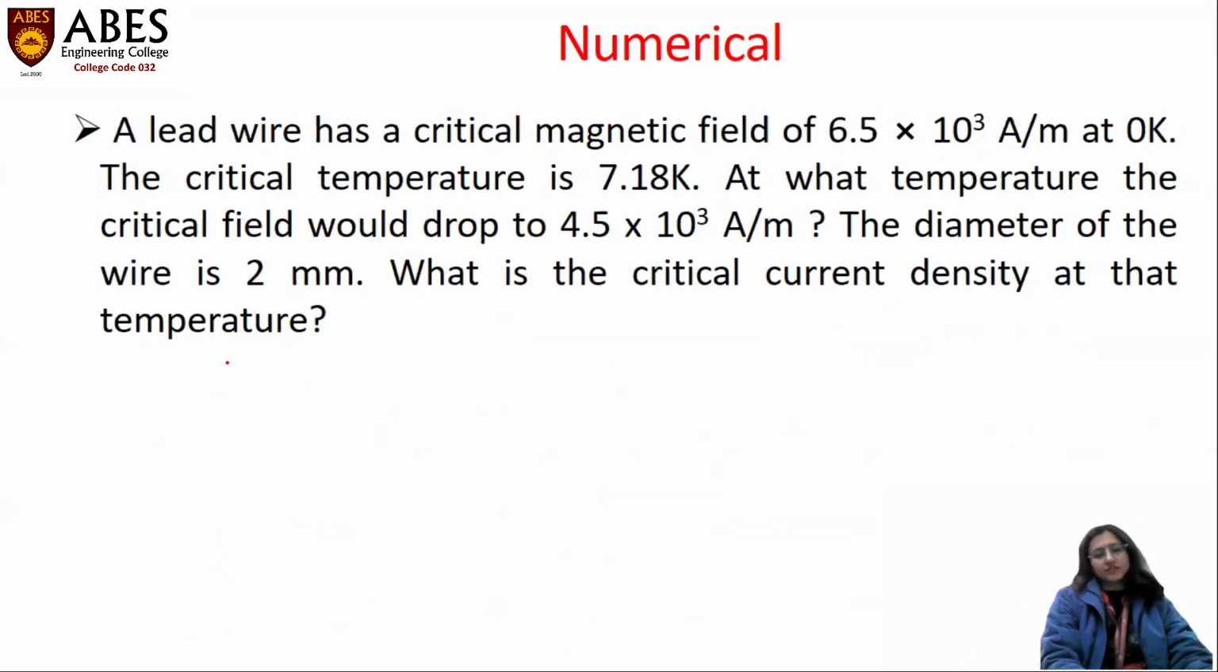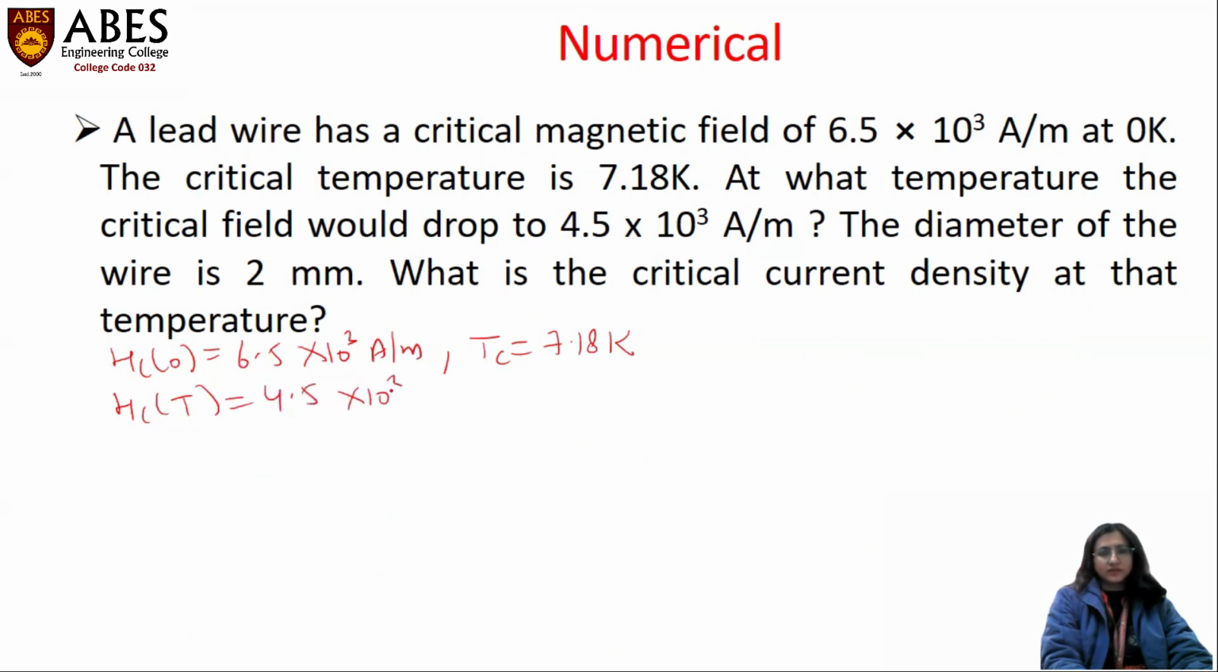Next important question which is frequently asked in examination is on critical magnetic field and critical current. So now in this question, critical magnetic field at 0 Kelvin is given. That is easy: 6.5 into 10 to the power 3 ampere per meter. And TC is also given, 7.18 Kelvin. Now at what temperature would the critical field drop to 4.5 into 10 to the power 3 ampere per meter? We need to determine the value of T.